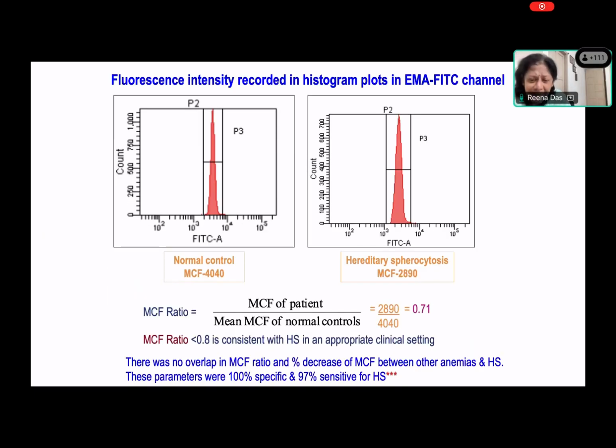This is just showing that in a patient, the value that we have got is about 2,890 divided by the mean value of 40, so the value is 0.71. If the MCF is less than 0.8, then it is like HS, but in an appropriate clinical setting. Appropriate meaning that there should be reticulocytosis, clinically jaundice, and those kinds of things. History is very important whenever we are interpreting the test, right?